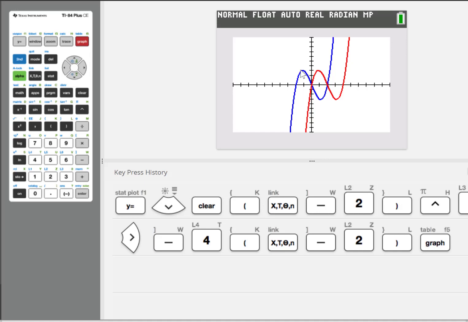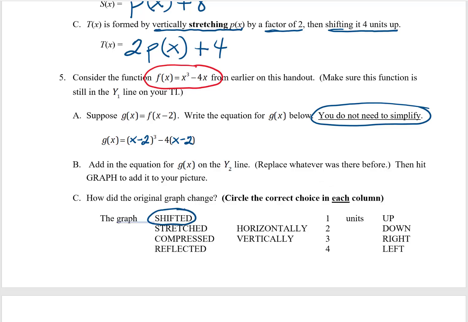Can we tell how many spaces? Well, this spot here used to be at -1. Now it's at +1. That's 2 spaces over to the right. Or look at the x-intercept. This x-intercept used to be at 2. Now it's at 4. 2 spaces to the right. The whole picture has been shifted to the right by 2. So we'll say shifted horizontally now 2 units to the right.